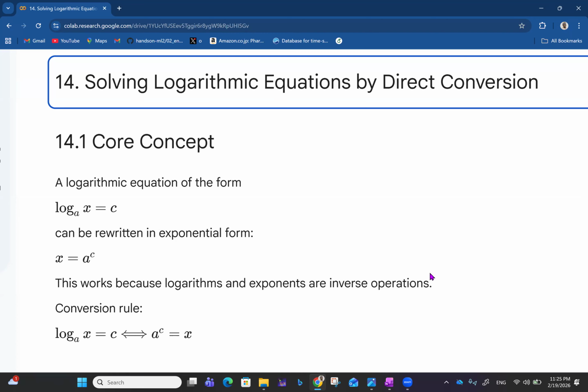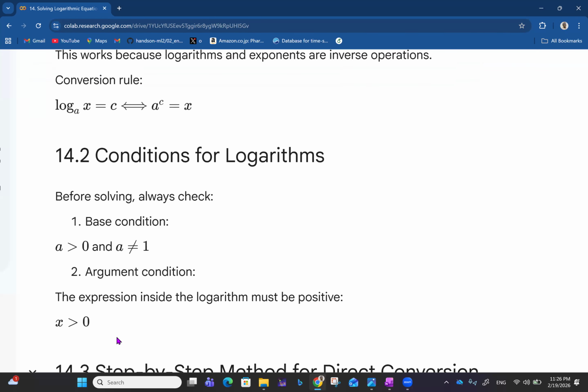I proved in the last video, or in a video previously, that log is the inverse of exponent, and exponent is the inverse of log. So the conversion rule is that log x to base a equals c implies that a raised to the power c equals x. And of course, if a raised to the power c equals x, it also means that the log of x to that base a gives us the exponent c. That's the core concept behind solving logarithmic equations by direct conversion.